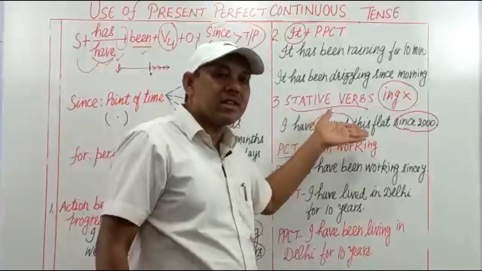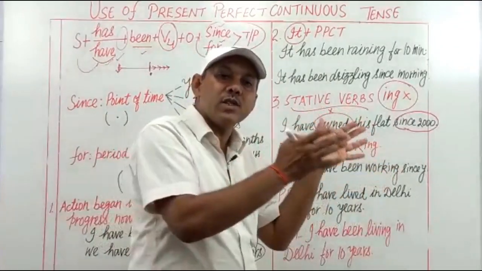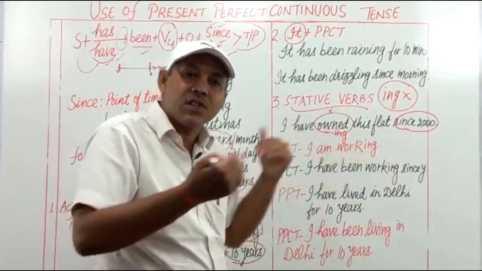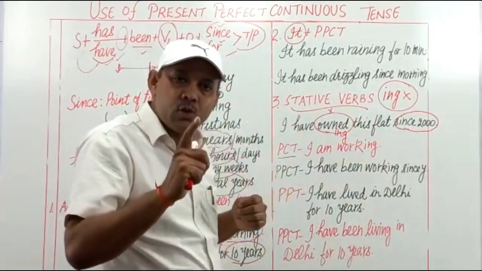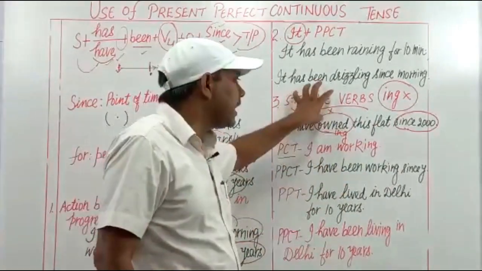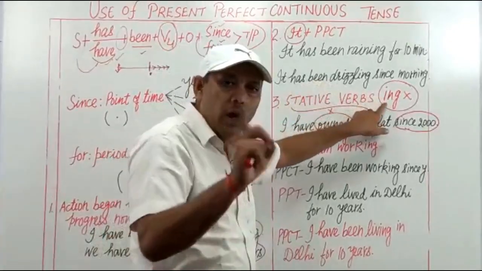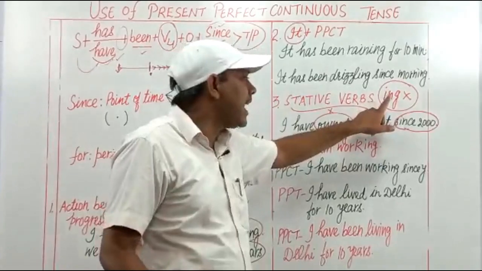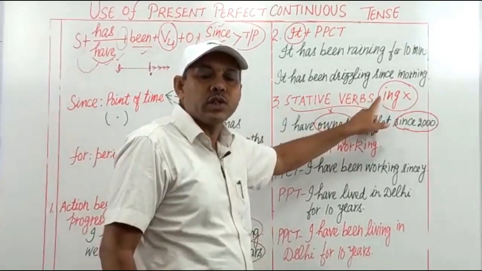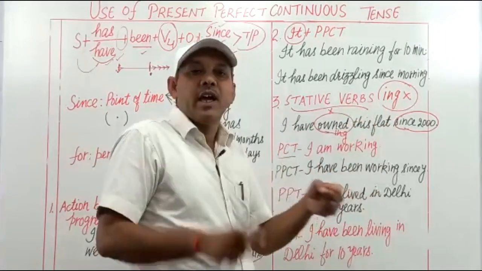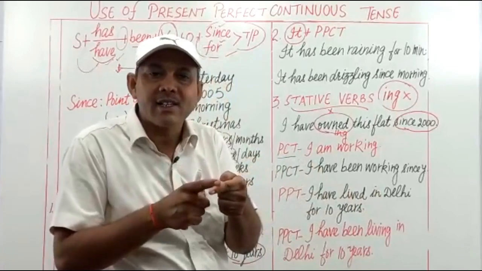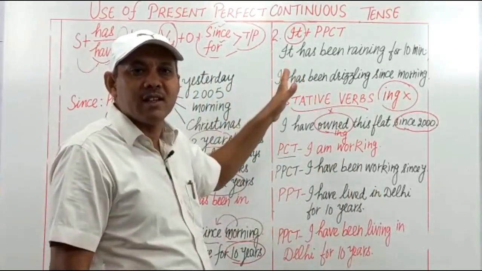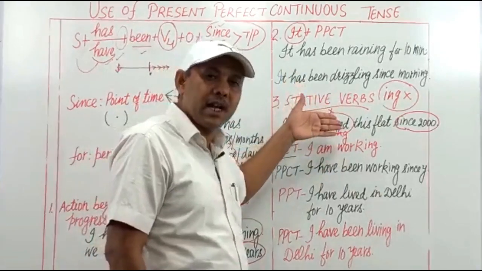I have possessed this car since 2008. हम ये नहीं कह सकते "I am possessing this car." Try to understand, all the stative verbs have no ing form, have no ing structure. That's why we use these stative verbs in present perfect tense instead of present perfect continuous tense. आशा करता हूं आपको समझ आया होगा.